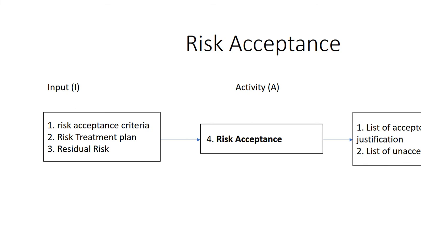And so that's why in risk acceptance, the concerned members finally decide whether they are going to accept the risk or reject it based on all the information that is available to them. So in this phase, we need the details of the risk acceptance criteria, risk treatment plan, and the residual risk, right? So that we can perform this activity, and at the end of this activity we have to produce a list of accepted risk with justification.